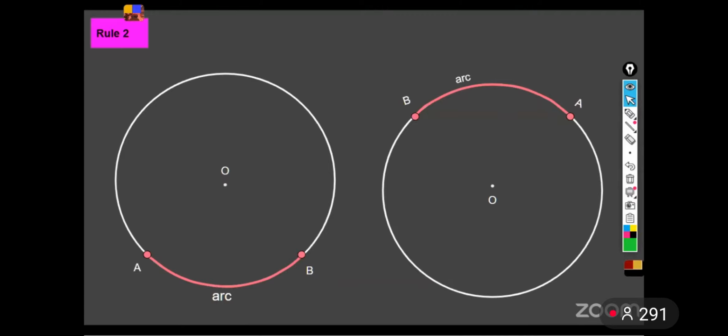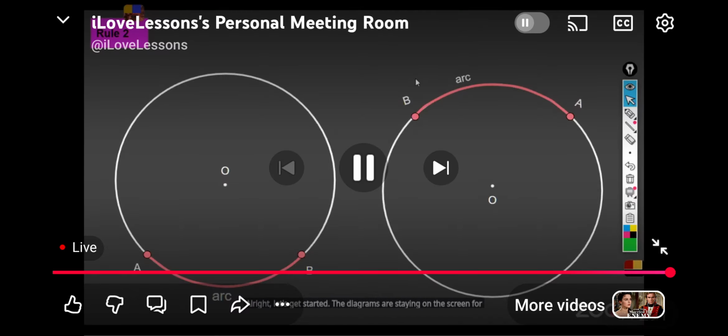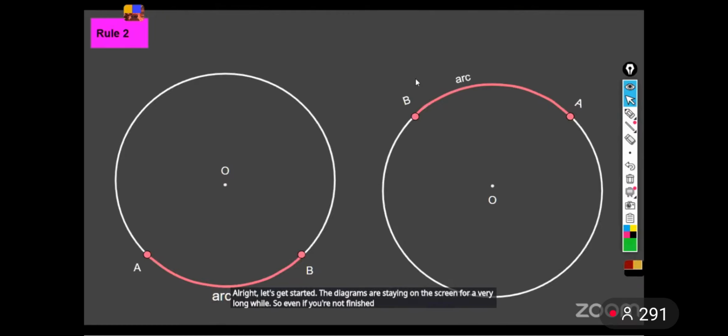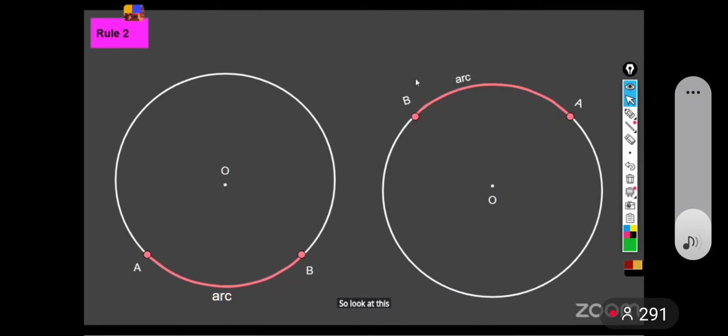All right, let's get started. The diagrams are staying on the screen for a very long while, so even if you're not finished, you'll be fine. Look at the circle on the left-hand side of the screen. It has an arc, a red arc. It starts at A, it finishes at B.